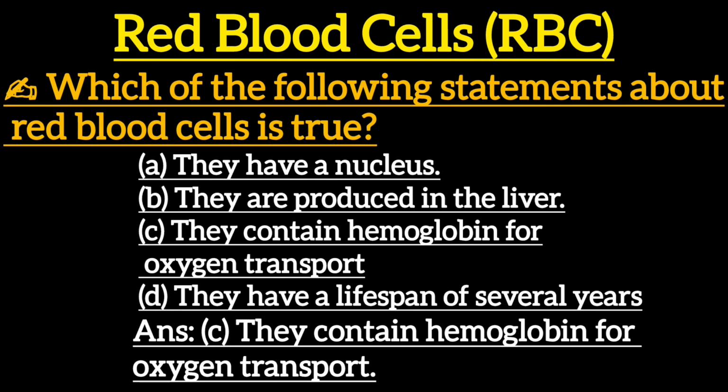Next one is, which of the following statements about red blood cells is true? Option A, they have a nucleus. Option B, they are produced in the liver. Option C, they contain hemoglobin for oxygen transport. Option D, they have a lifespan of several years. Correct answer is option C, they contain hemoglobin for oxygen transport.